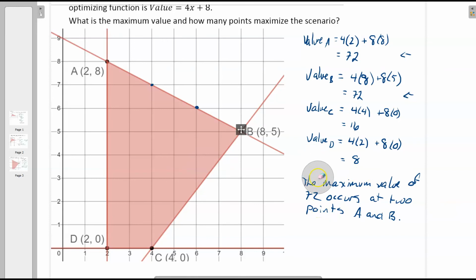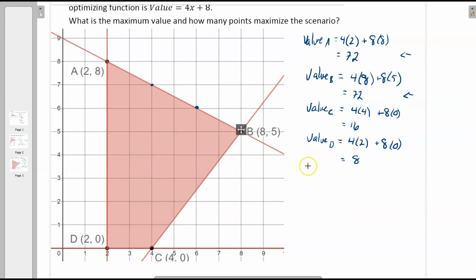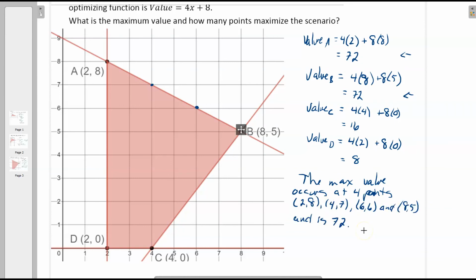So I would want to rewrite my message here to say that the max value occurs at 4 points, (2, 8), (4, 7), (6, 6), and (8, 5), and is 72.